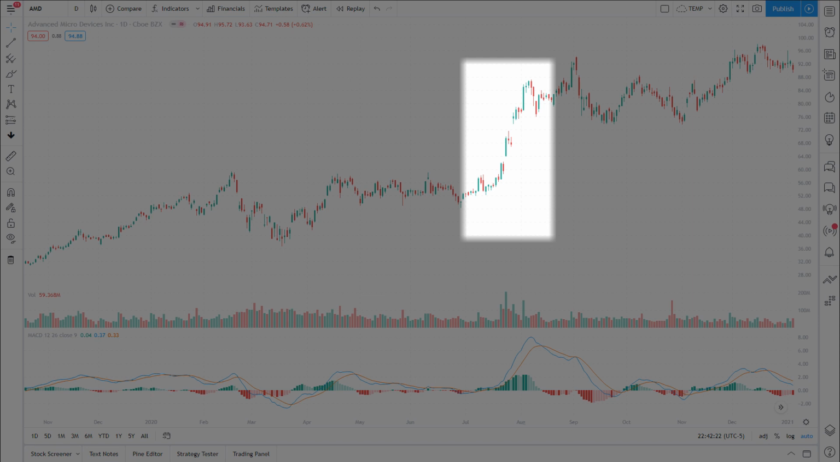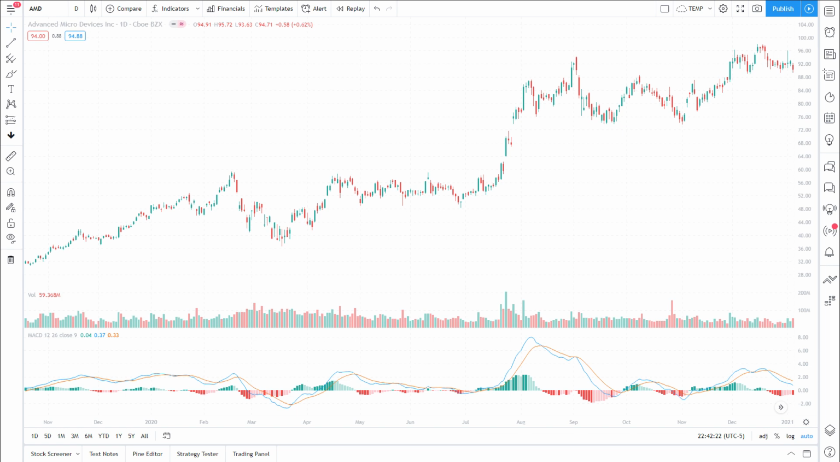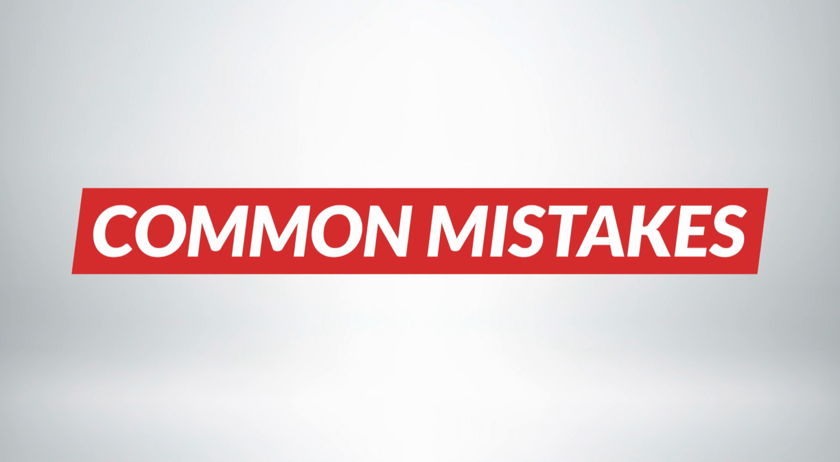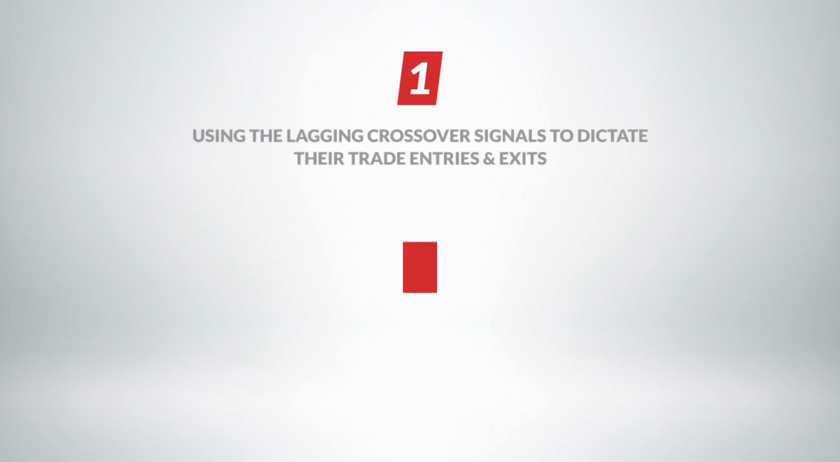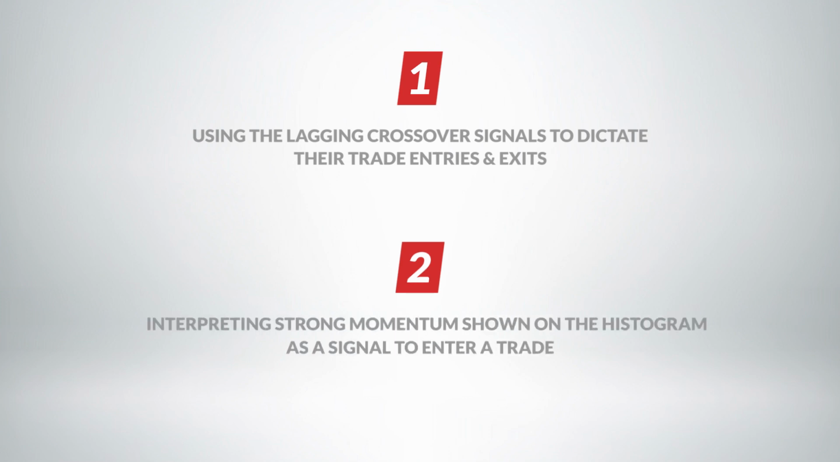Now that we have an idea of how the MACD can be used to aid our decision-making within a trading scenario, let's discuss some of the common mistakes that beginner and some intermediate traders make when using the MACD and how they can be avoided. 1. Using the lagging crossover signals to dictate their trade entries and exits. And 2. Interpreting strong momentum shown on the histogram as a signal to enter a trade. Although these don't necessarily seem like mistakes, it is often the case that by the time the MACD displays these signals, the majority of the move is already over and the risk-to-reward opportunity presented is no longer in our favor.